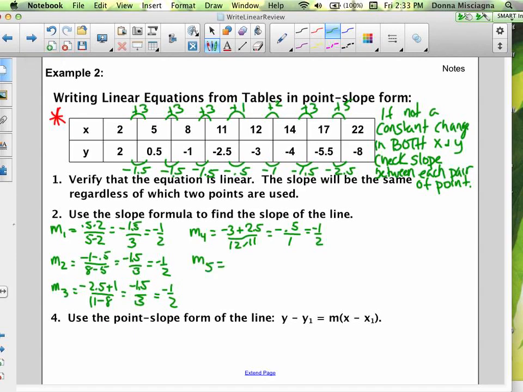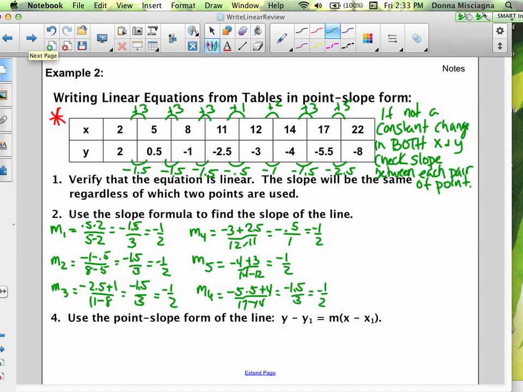Slope 5 is -4 minus a -3, which is the same as plus 3. And then 14 minus 12 is going to give us a -1/2. Slope 6, we have -5.5 minus a -4, which is the same as plus 4. And then 17 minus 14 is -1.5 over 3, which is -1/2.